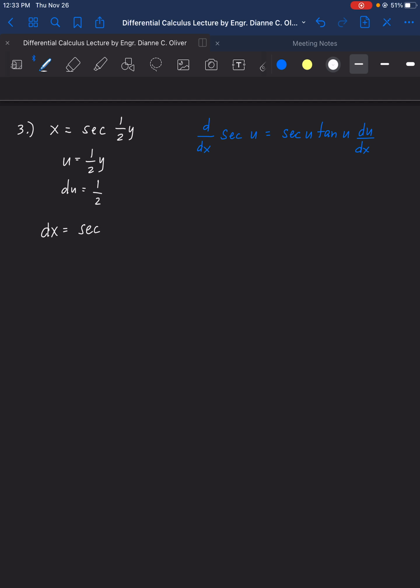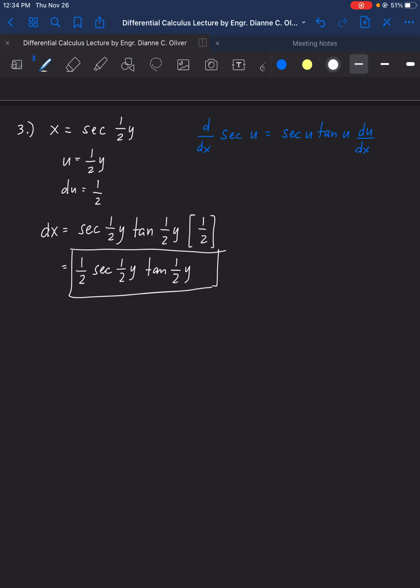again, we will copy secant 1/2 y, tangent 1/2 y, and the derivative of 1/2. Again, we will not multiply this on the angles, but rather as a whole. So we have there 1/2 secant 1/2 y, tangent 1/2 y. Okay, so this is the final answer for number 3.